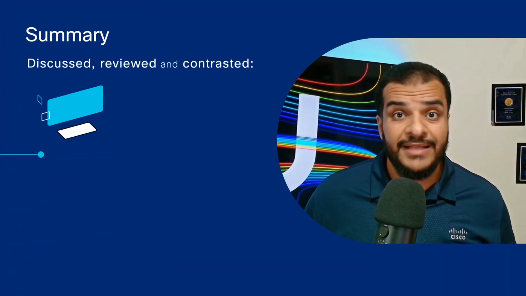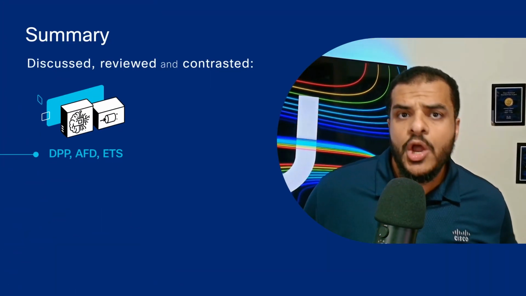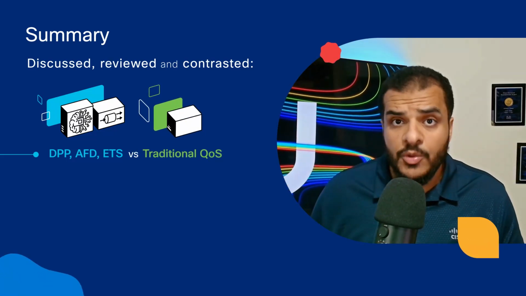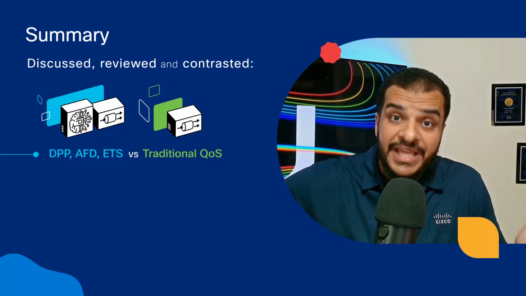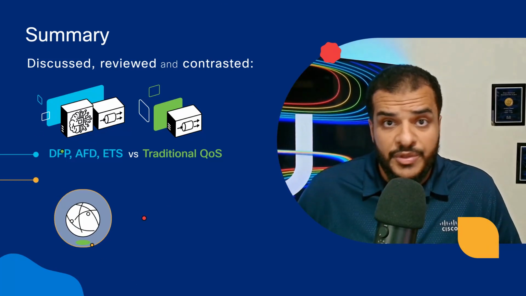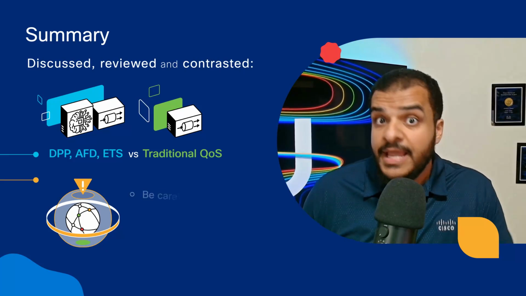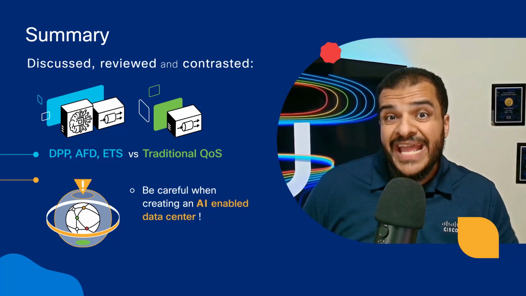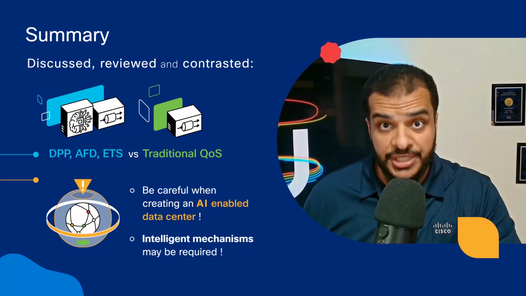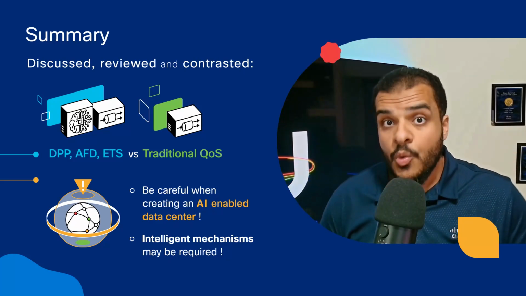So whether we're talking about DPP, AFD, or E-trap, they are considered intelligent compared to the traditional quality of service mechanisms that you still can configure. I mean, I'm not trying to tell you that quality of service is not good with its traditional mechanism. We still can use them, but be careful when creating an AI-enabled data center that you might still need some more intelligent mechanisms such as the ones we discussed.